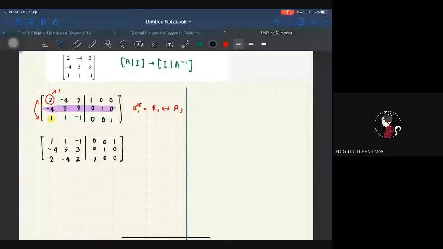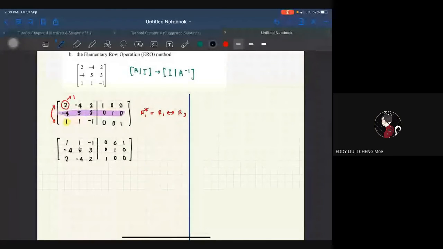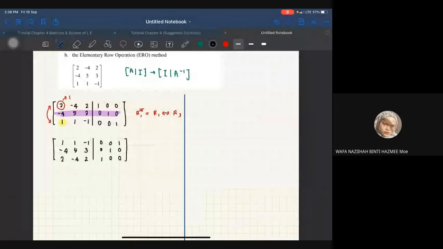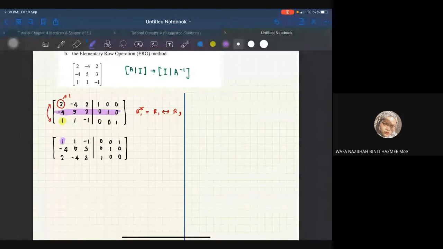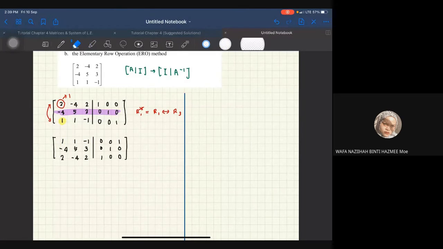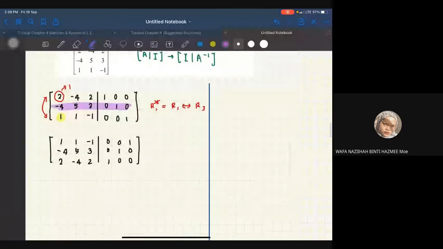Alright, so kiranya kalau awak tengok dekat sini, kita dah settle. Okay, our first aim kita dah berjaya. Kita dah dapatkan 1. Okay, so next step. Apa yang kita nak buat? Kasih kosong. Kasih kosong kat row mana? Kedua. Row yang kedua, betul. So, kita punya aim yang seterusnya is we want to have 0 dekat sini dan juga dekat sini. Okay, so kita buat satu-satu. Mula-mula kita nak kosongkan dulu negatif 4 tu. So, kita nak dapatkan kosong.